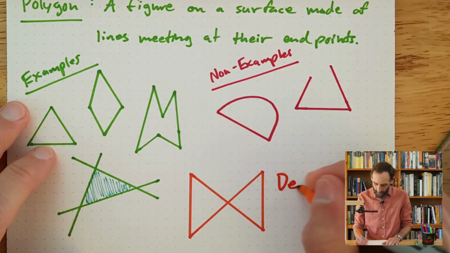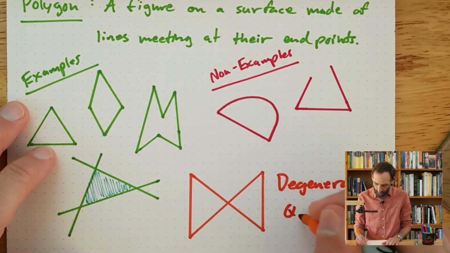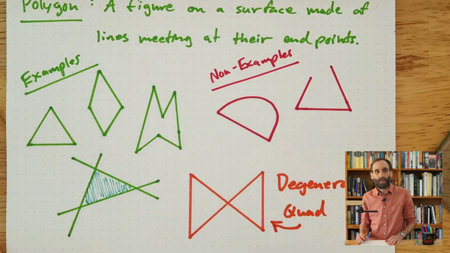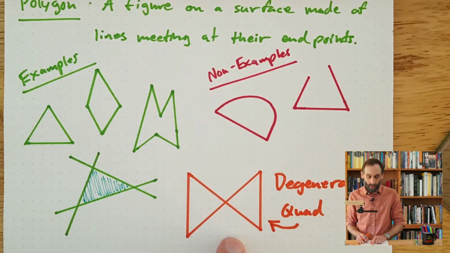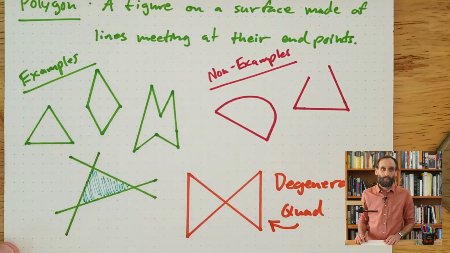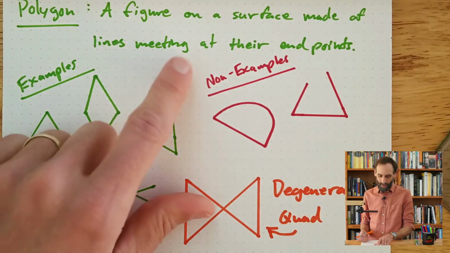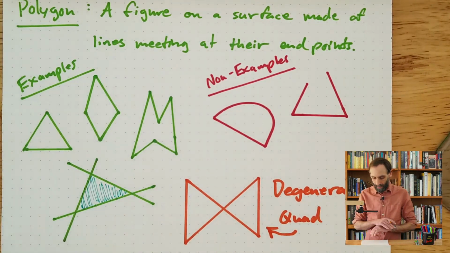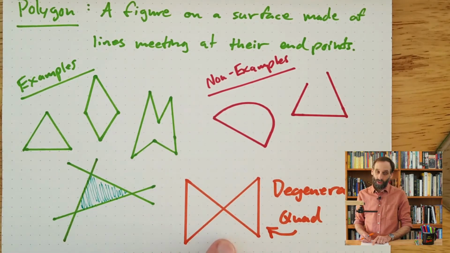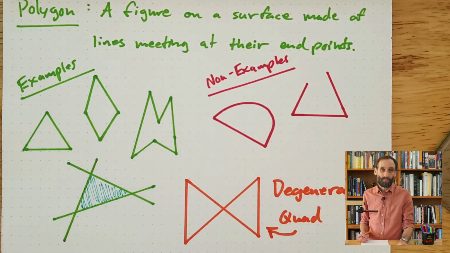So this is a degenerate quadrilateral. I'll just abbreviate it as quad, okay? And so in this unit, we are going to go ahead and just ignore degenerates. Now, technically, we could say they fit the definition, but we will ignore them. And that's one thing to think about with these definitions: is this fully rigorous? Probably not. But I just wanted to point out that we are going to go ahead and ignore or exclude degenerate polygons like this one, where the lines cross over each other.